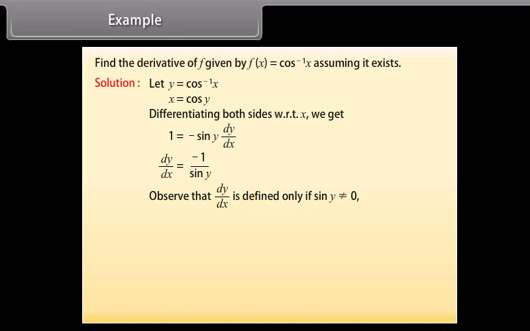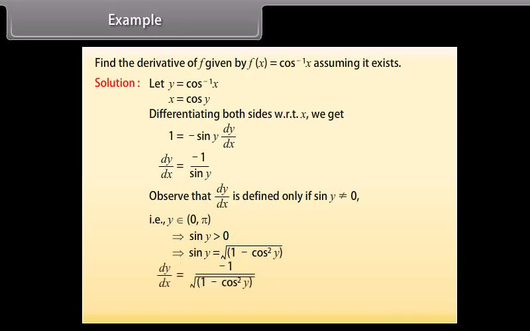Observe that dy by dx is defined only if sin y is not equal to 0. That is, y belongs to the open interval 0, pi. It implies sin y is greater than 0. It implies sin y is equal to square root of 1 minus cos square y. dy by dx is equal to minus 1 by square root of 1 minus cos square y, which is equal to minus 1 by square root of 1 minus x square.